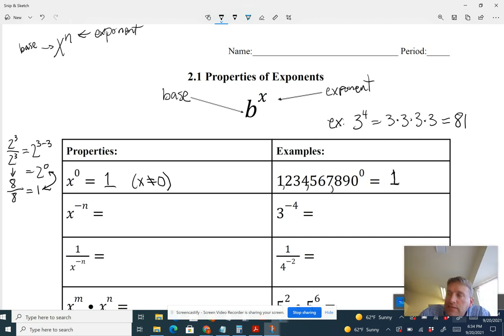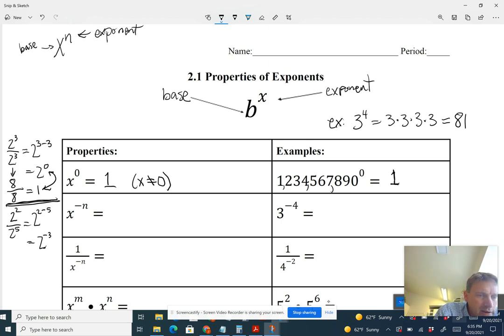All right, x to the minus n. Again, let's do a quick example here. If I have 2 to the second power divided by 2 to the fifth power, that's 2 to the 2 minus 5 power. 2 minus 5 is negative 3. So you've got 2 to the negative third power.